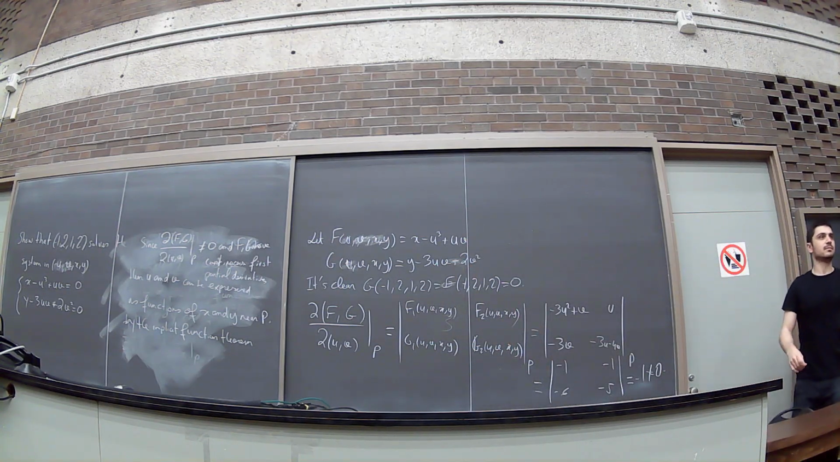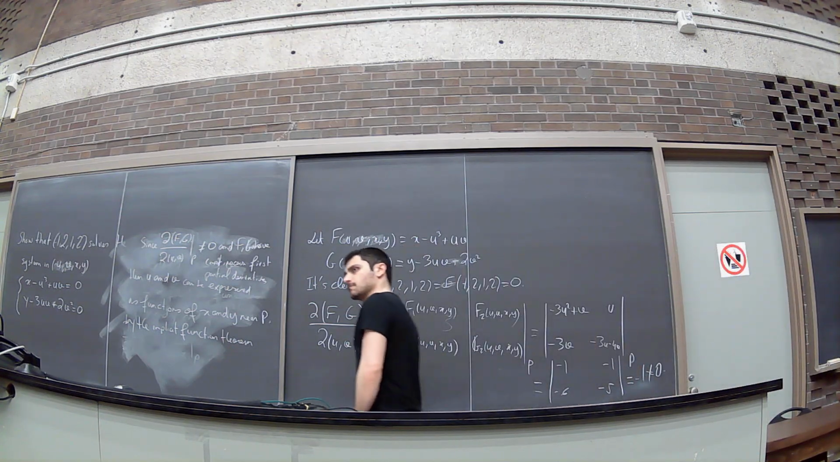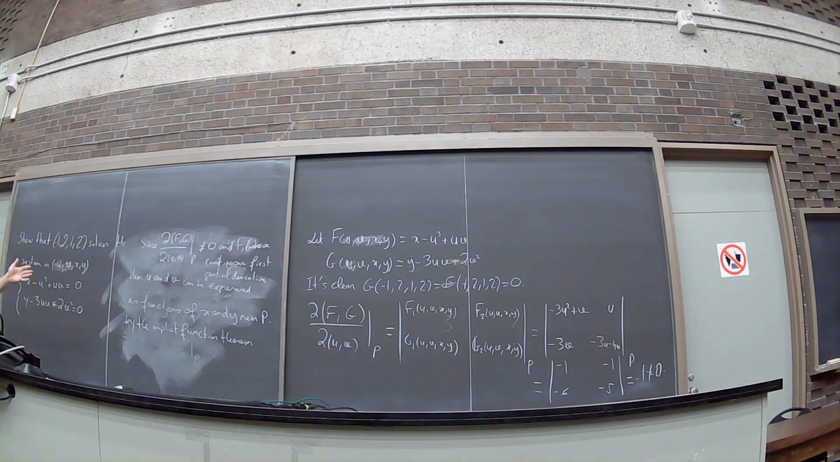Yes, sir. Does the entire function need to be continuous or just around the point? Around the point. But here, it's continuous everywhere. So why not say so, right? What do you mean the entire function? You mean the function continuous everywhere? Yeah, not necessarily around the point. The first partial derivative has to be continuous around the point, but here you get it for free, right? It's continuous everywhere. Great.